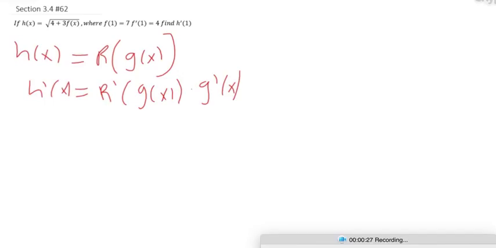We know that f of 1 is equal to 7, and we know that f prime of 1 is equal to 4. And it's asking us to find h prime of 1. So looking at that, we know we have to find the derivative. But over here is just a quick reminder of the chain rule, since we're going to need to use the chain rule to find this derivative.